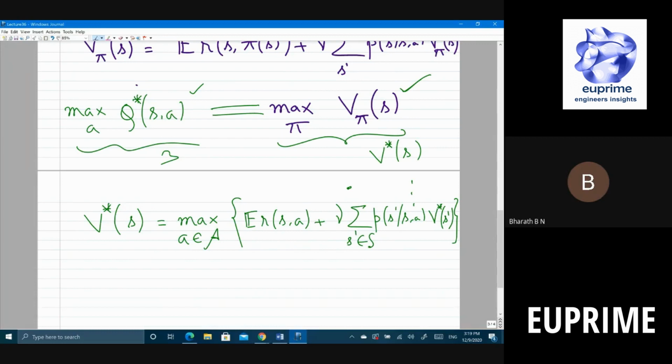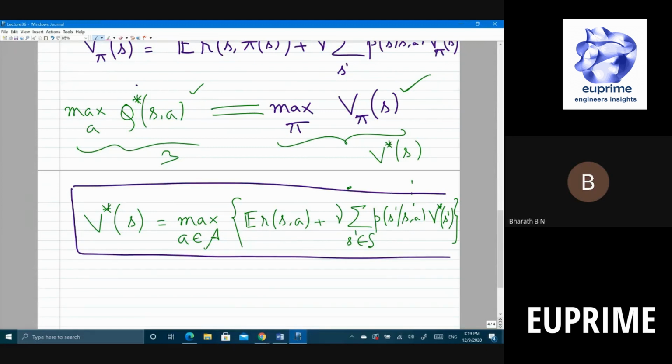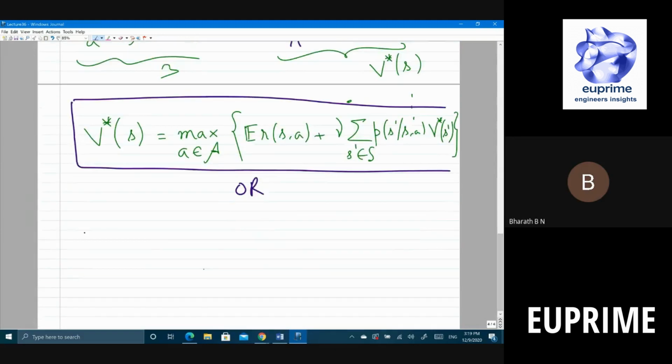So now let me rewrite this in a slightly different fashion. What is this particular expression doing? I can think of this in a slightly different fashion. Or I can also write, for example, the previous one. If you just look at V of S, and then subsequently I can write it a slightly different way.